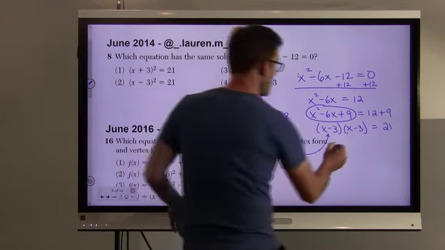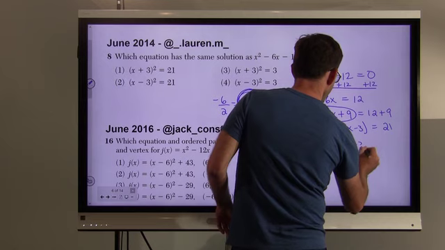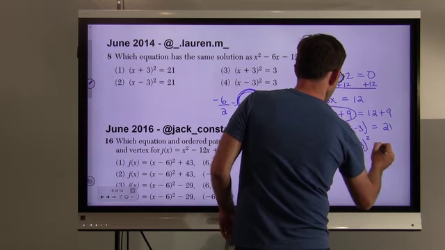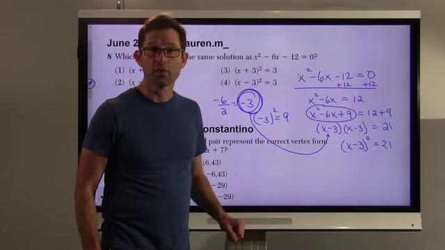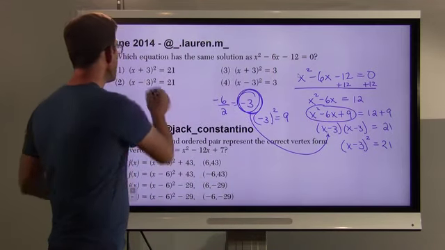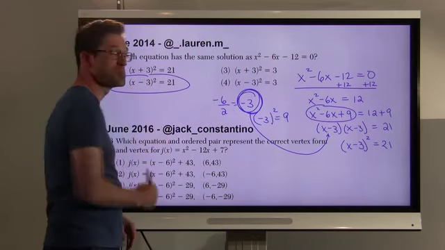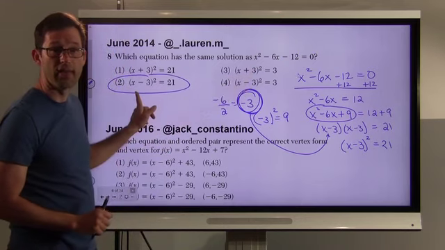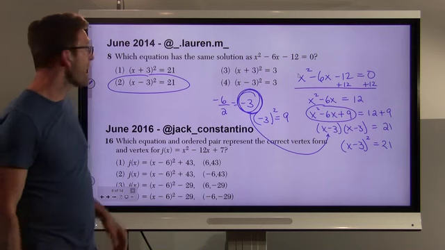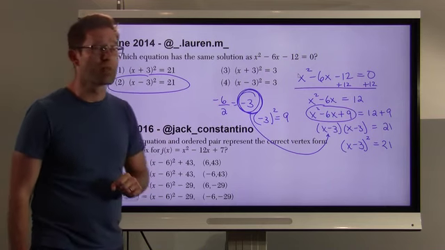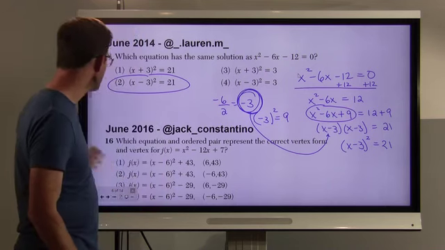And in fact, at the end of the day, let's finish this problem. That's x minus 3 squared equals 21. I don't need to go any farther than that, because they're just saying which one of these equations has the same solutions as that one, and there it is: x minus 3 squared equals 21. We'll come back later on and look at how to solve something like that, but we're not there yet.